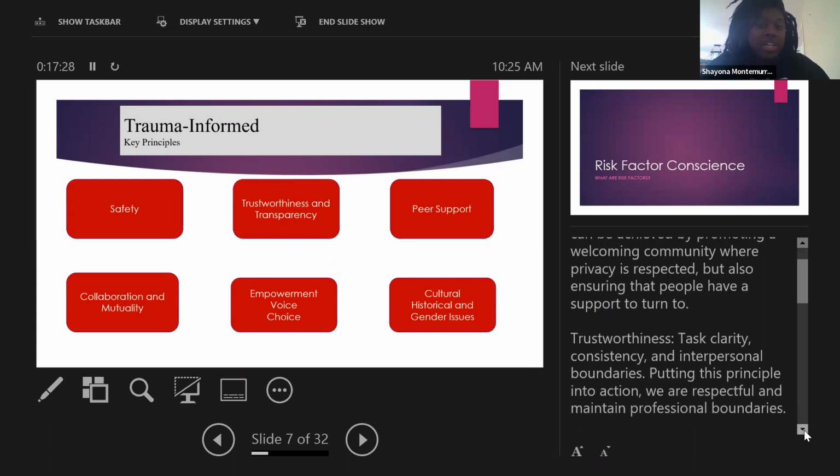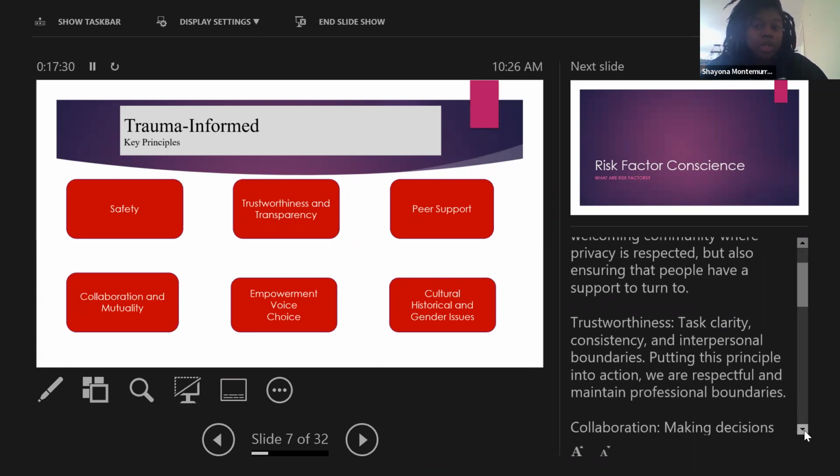Trustworthiness. We're tasked with clarity, consistency, and interpersonal boundary. Putting this particular principle to action, we want to be respectful and maintain personal boundaries.